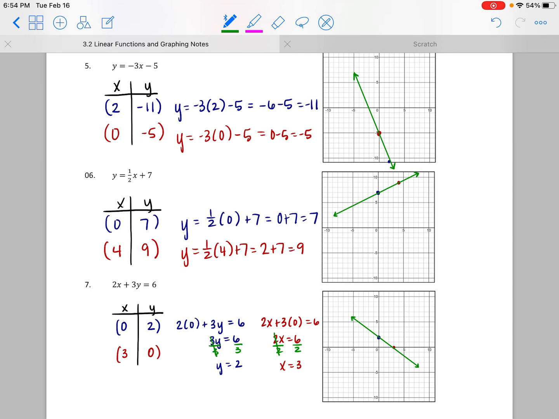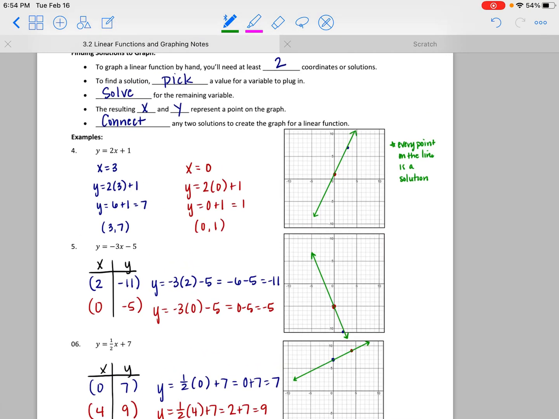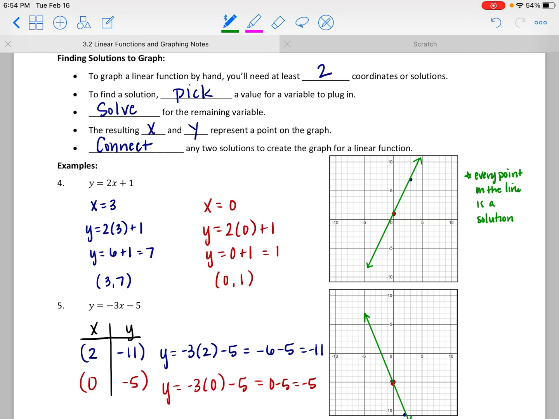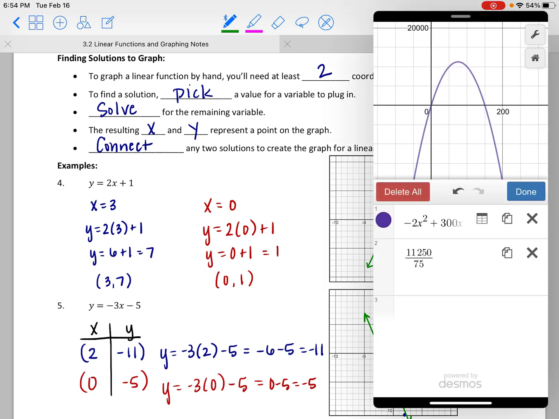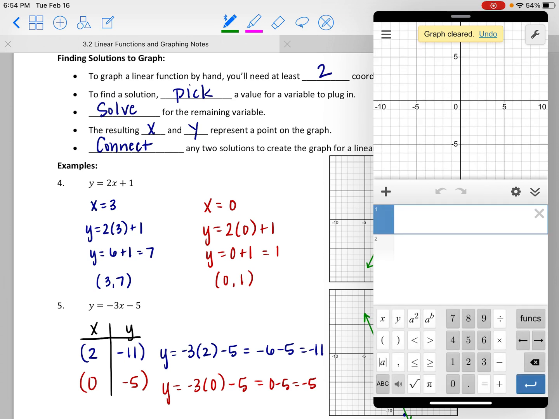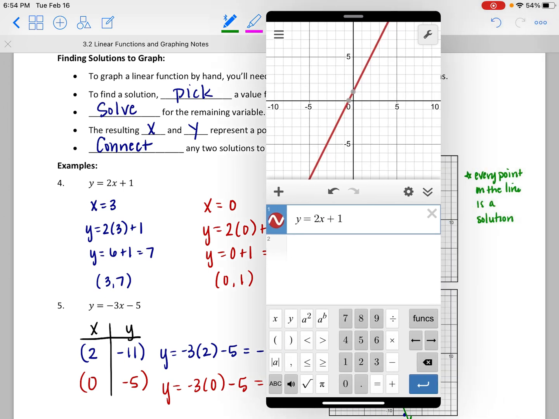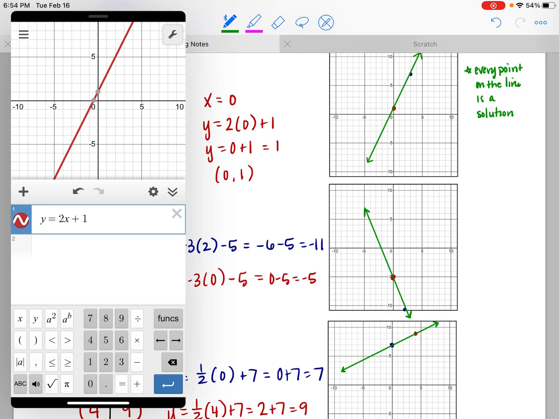And here's the really great news. Okay? We did all this graphing by hand, but we do have technology that will graph for us. And so if we want to verify our work, we go to our handy-dandy calculator, our free graphing calculator called Desmos. So let's look at the first one. And we have y equal to 2x plus 1. Let's see if our graph looks like that, and it does. So that's good confirmation there.